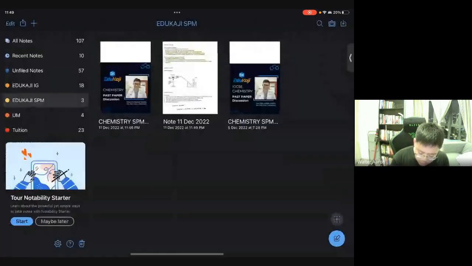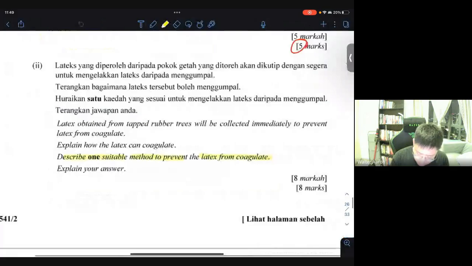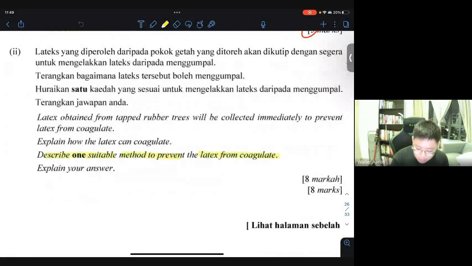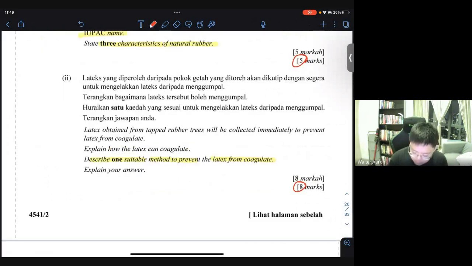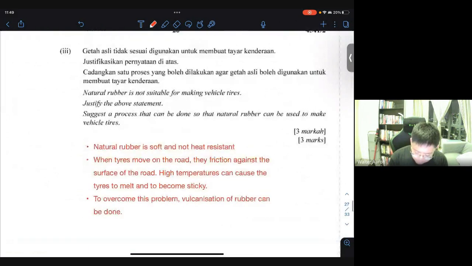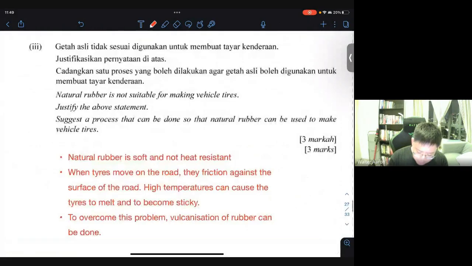So going back to the question. Okay, if you were to answer all those correctly, you should be able to get 8 marks in total. All right, the breakdown of the answers, you can see you can get 8 marks in total. All right, then the next question says, natural rubber is not suitable for making vehicle tires. Just justify the above statement. So 3 marks in total.